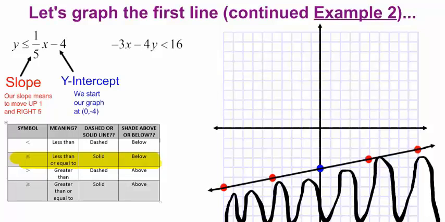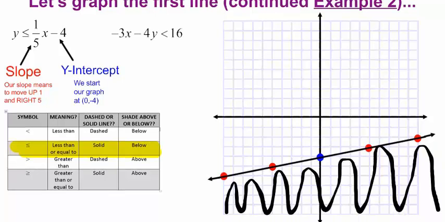Let's graph our first inequality here. And again, because this is purple and bold, you'll want to be writing this down. Here we know we have a y-intercept of -4, so we go down and plot our point at -4, and our slope of 1/5 means we move up 1 and to the right 5. So up 1, right 1, 2, 3, 4, 5, up 1, right 1, 2, 3, 4, 5, and we have our point.